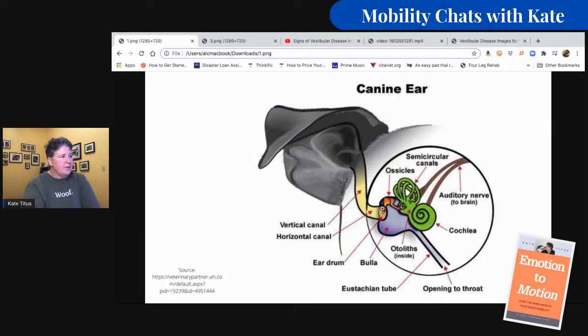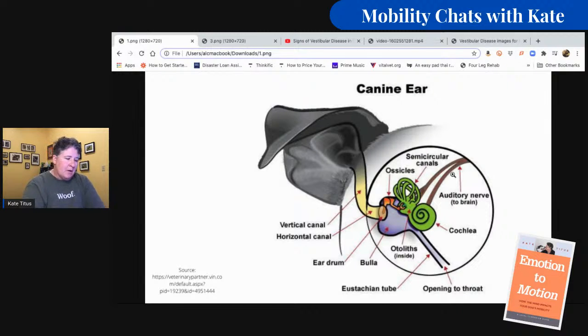Now that blocks from view all of this that is in here. Okay, your veterinarian can't see this. Some of these are bones. So if they take an x-ray of the head, they will be able to see some of those bones. But you can see the auditory nerve here, and then the canal. So the whole system is based in this area right here. That's what's happened, and then all of that goes out to the brain.